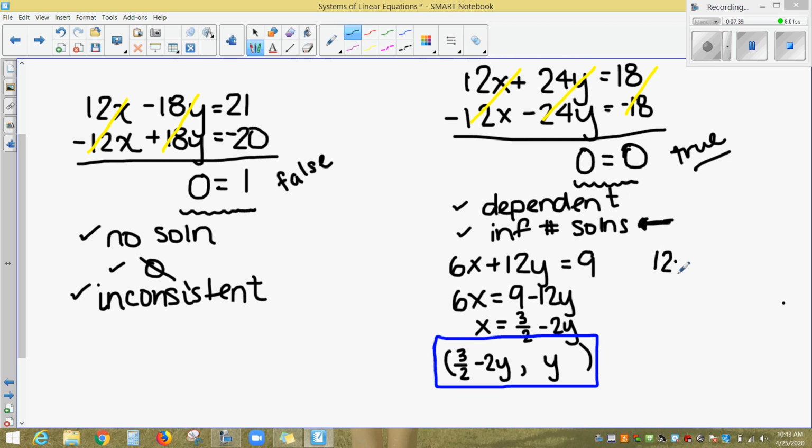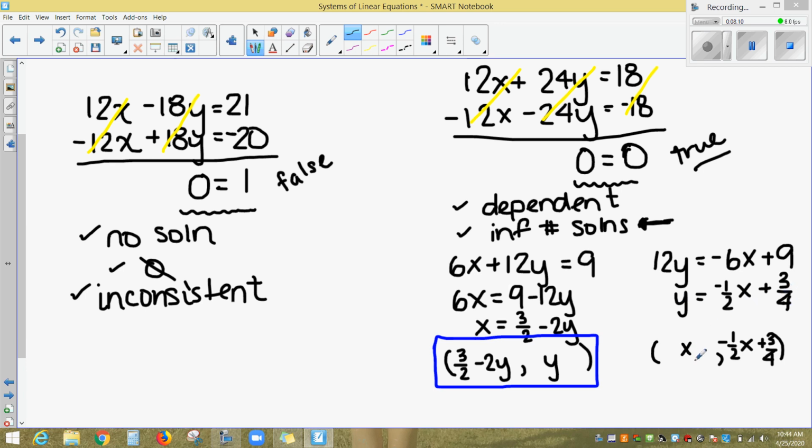So maybe at your desk you said, well, I solved for y instead of x. And so I'm going to divide everything by 12. Then my ordered pairs, since my y looks like negative 1/2 x plus 3/4, and I solved for y in terms of x, meaning using x's to describe it, that means x gets to be its own name. Whatever letter shows up in the one, the other one gets to be its own name. So you don't write me both of these. Pick one or the other.